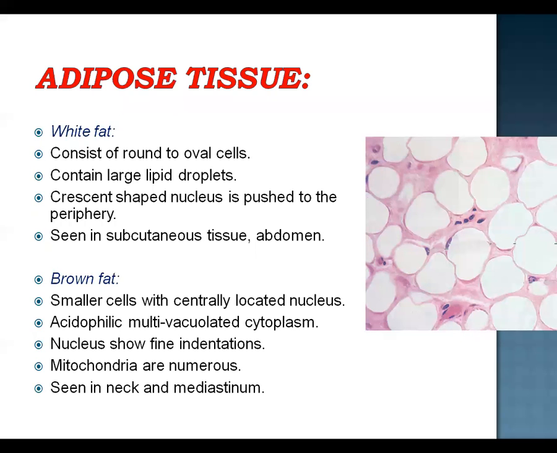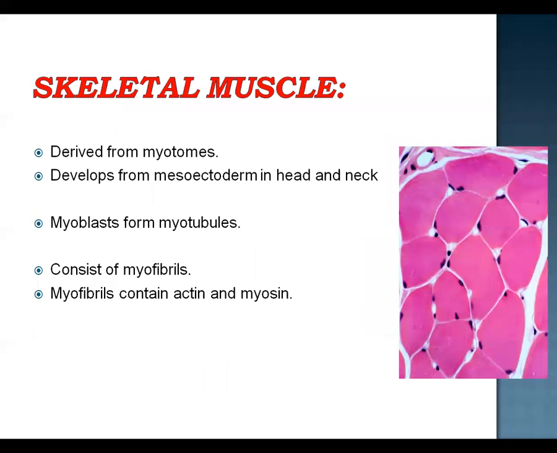Then the brown fat is made of smaller cells with a centrally located nucleus, acidophilic multivacuolated cytoplasm. It also has a nucleus which shows fine indentations. Mitochondria are numerous and seen in neck and mediastinum. Skeletal muscles, which are derived from the myotomes, develop from the mesoectoderm in head and neck. Myoblasts form the myotubules, which consist of myofibrils. Myofibrils contain actin and myosin filaments.